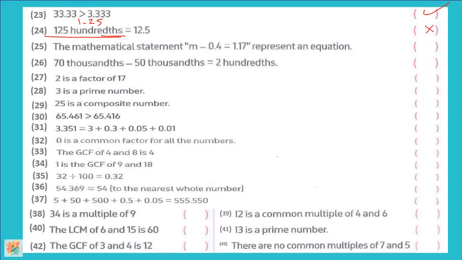The mathematical statement m minus 0.4 equal. طالما فيها equal represent equation. Yes, it's right. طالما فيها equal يبقى هي أكيد على طول equation.